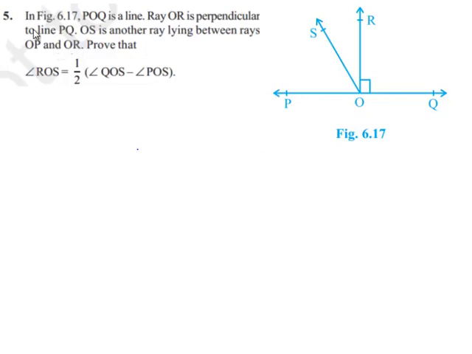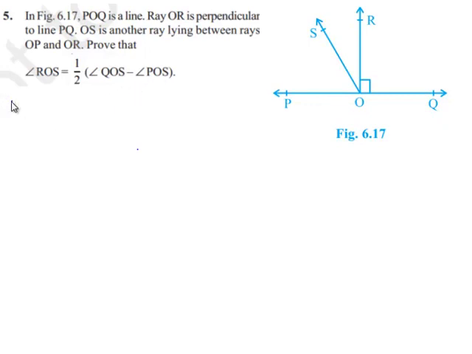Moving on to the fifth problem. In figure 6.17, POQ is a line, ray OR is perpendicular to line PQ. OS is another ray lying between rays OP and OR. Prove that angle ROS is equal to half times angle QOS minus angle POS.